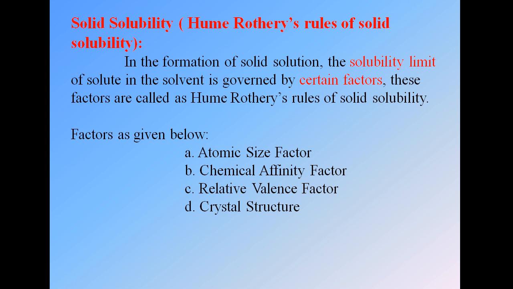Those factors were found by Hume-Rothery, who is a scientist. So it is called Hume-Rothery's rules of solid solubility. These are the 4 ones: atomic size, chemical affinity, relative valency, and crystal structure. Okay, we will see one by one.